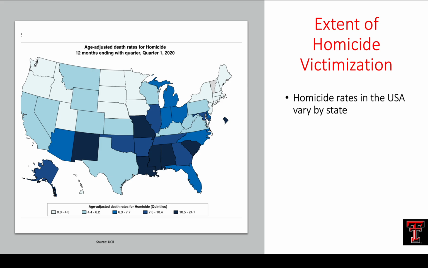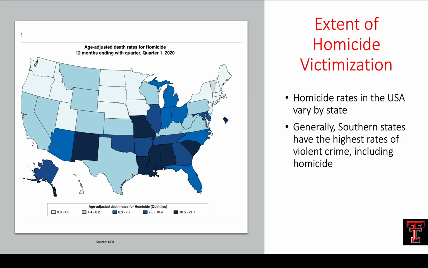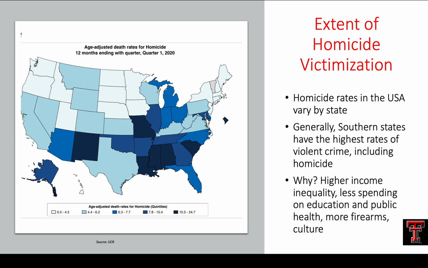Okay, and homicide rates do vary state by state in the United States. Generally, the southern states have the highest rates of violent crime, including homicide, compared to the northern states, the Northeast, Northwest, the Midwest. The South usually has the highest homicide rates. Why? Well, there's higher income inequality. Whenever you have high income inequality, you have more of all types of crime. We have less spending on public health and education, more firearms, and just the Southern culture of defending your honor.